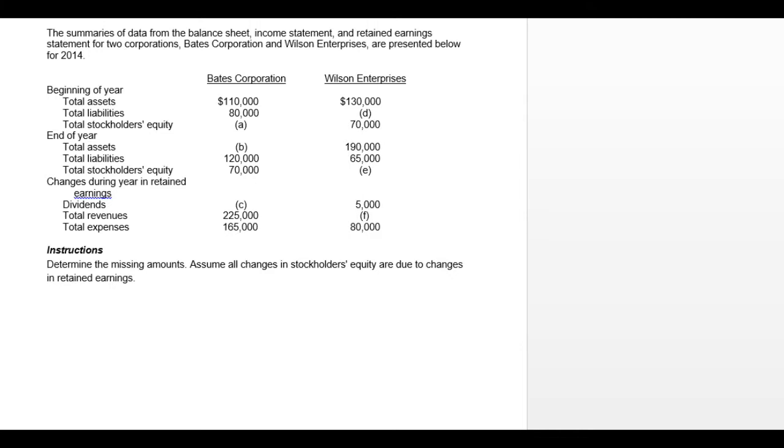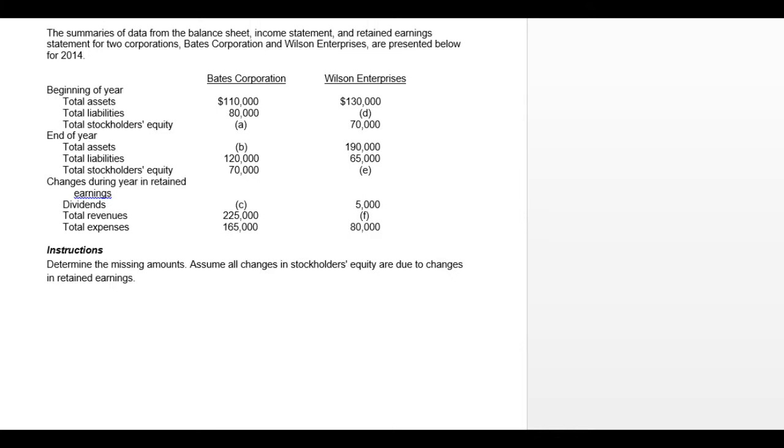But what I like to do, before I do anything, is look at what the instructions say. And the instructions say determine the missing amounts, assume all changes in stockholders' equity are due to changes in retained earnings. Okay, so for the purposes of this presentation, I'm just going to be focusing on the Bates Corporation because I want to keep this within 5 minutes. So I'm just going to be focusing on Bates.